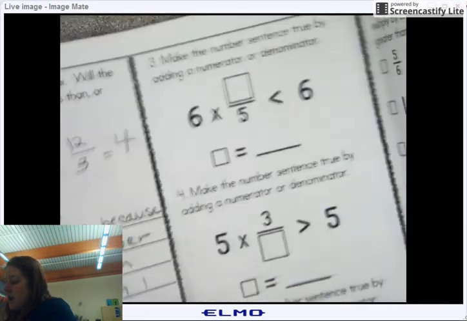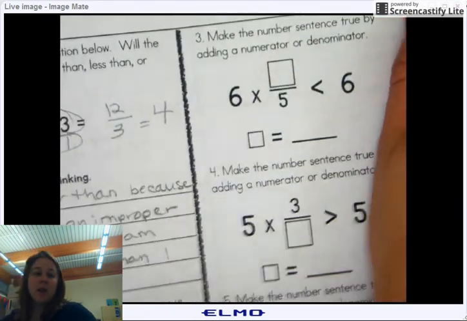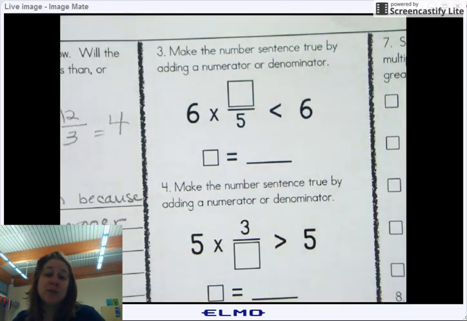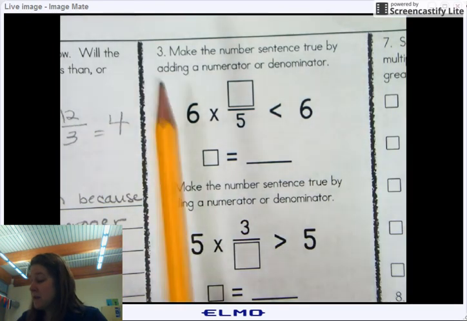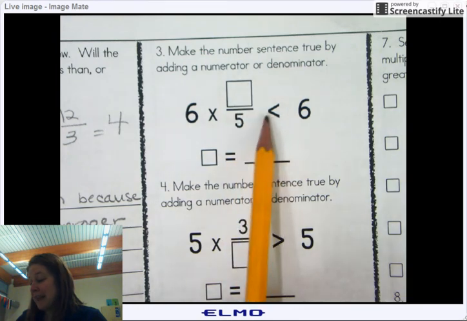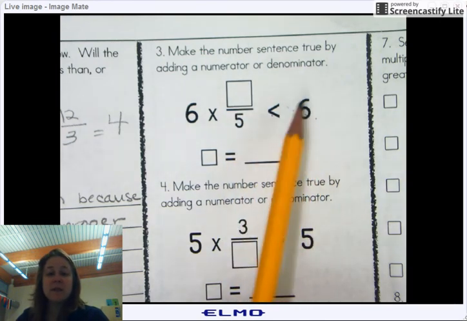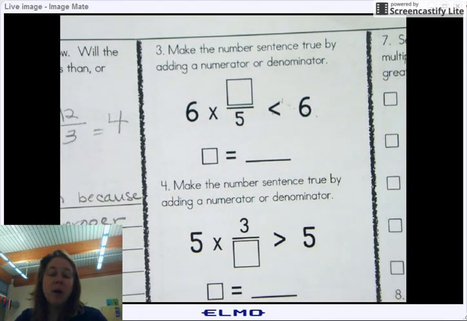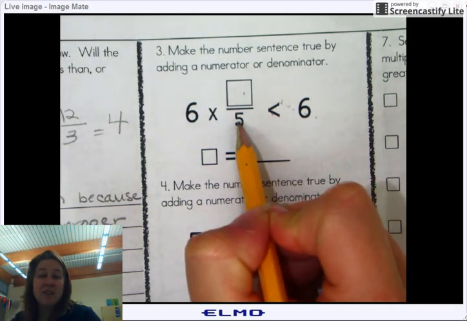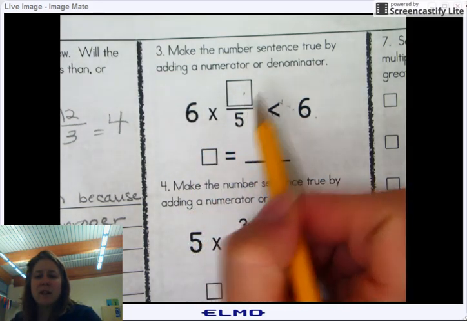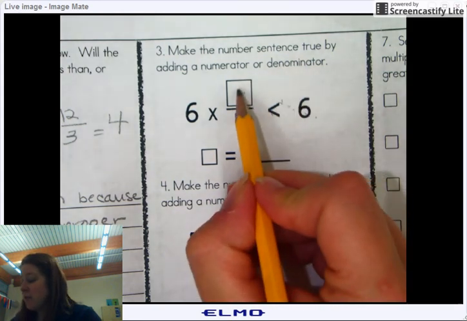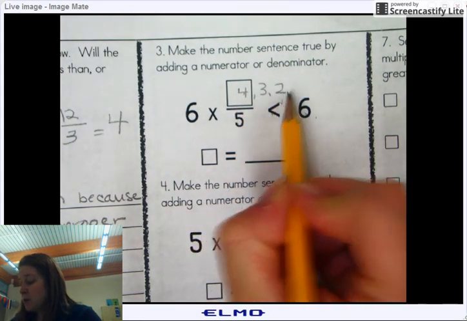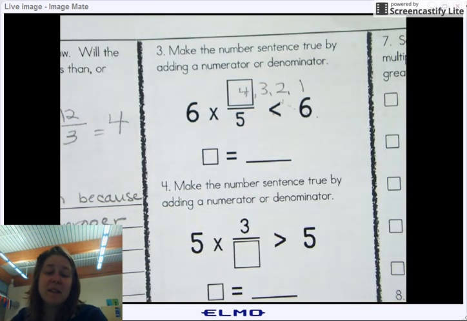Okay? Problem number 3. You want to make the number sentence true by adding the numerator to the denominator. You want 6 times a fraction that's less than 6. So you want 6 to be greater than. Let's think about it. There's multiple options that you could choose here. Any of the options would have to be, yes, it couldn't be 6, because now that's 6/5, that's greater than 1. So 6 times greater than 1 is going to get you more than 6. So it would have to be 4 or 3 or 2 or 1. Can't be 5, because then it would be equal to.